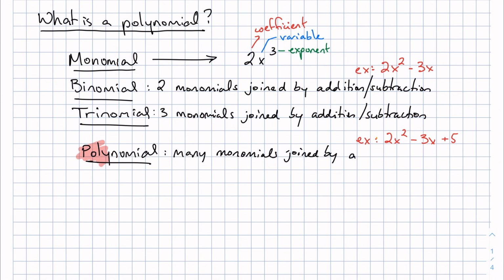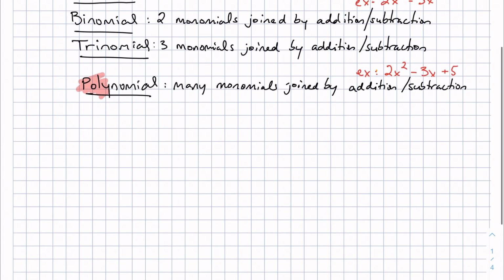joined by addition or subtraction. So this is my catch-all term. Many can mean anything from 1 to 100,000. It doesn't matter. It just means a whole bunch.